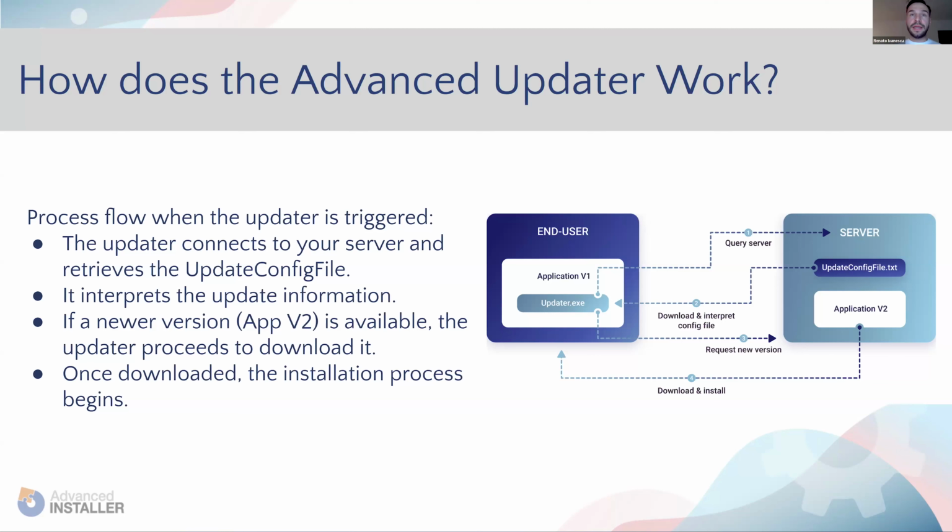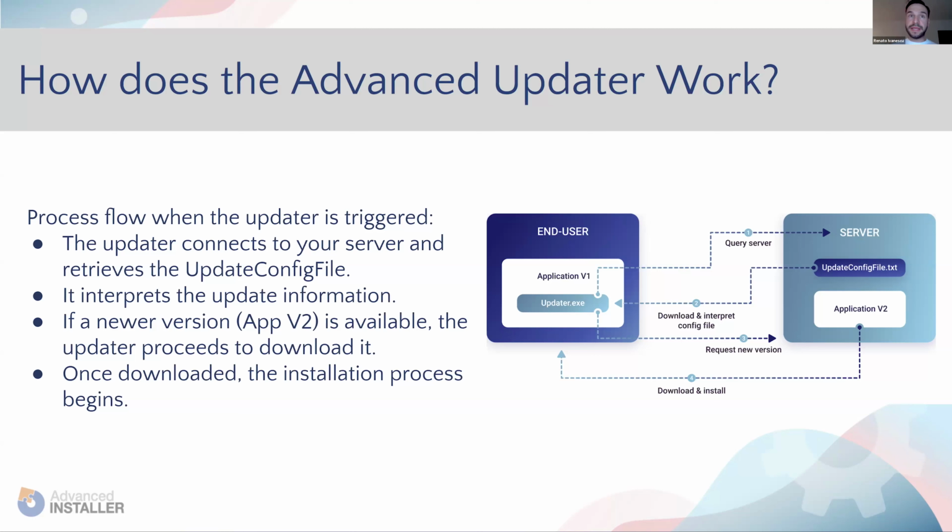The application v1 is the original version of your application that's already installed on the user's system. The application v2 is the updated application version that you intend to deliver. The updater is an executable file that's bundled within your application. Its job is to check for the available updates, and the configuration file is a file that contains essential information about the available update.